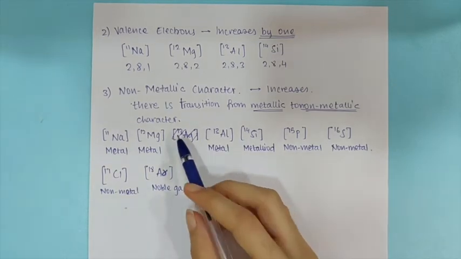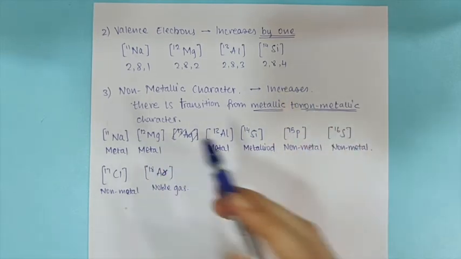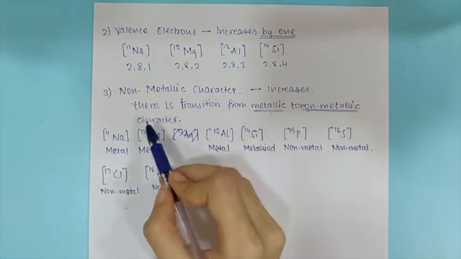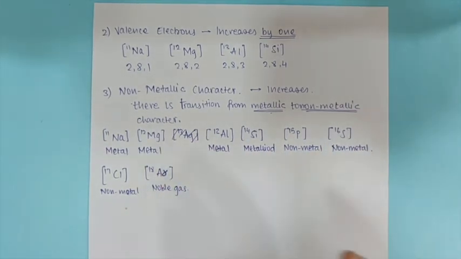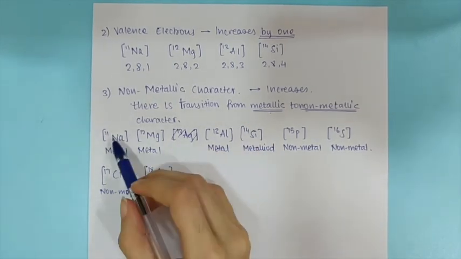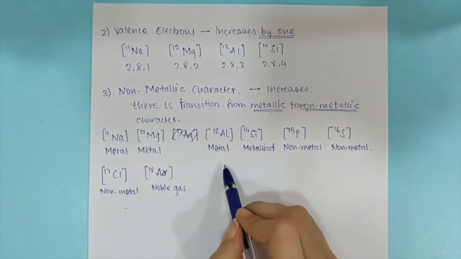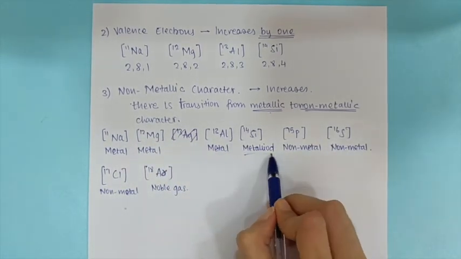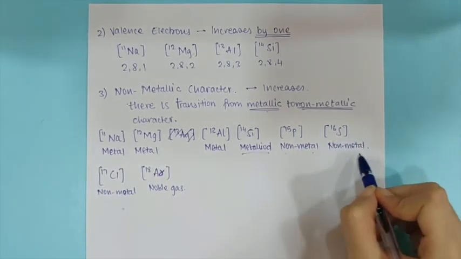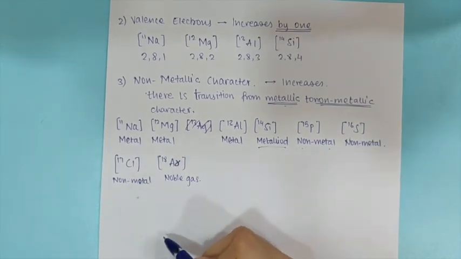The last property talks about the non-metallic character. It increases as we go left to right in a period. So therefore there is a transition from metallic to non-metallic characters. For example, if we take the period 3, we have sodium, which is the first element in period 3. So that's a metal. Then comes magnesium, even that's a metal. Aluminium is a metal. Silicon is a metalloid. Phosphorus is a non-metal, sulfur is a non-metal, chlorine is a non-metal, and argon is a noble gas.